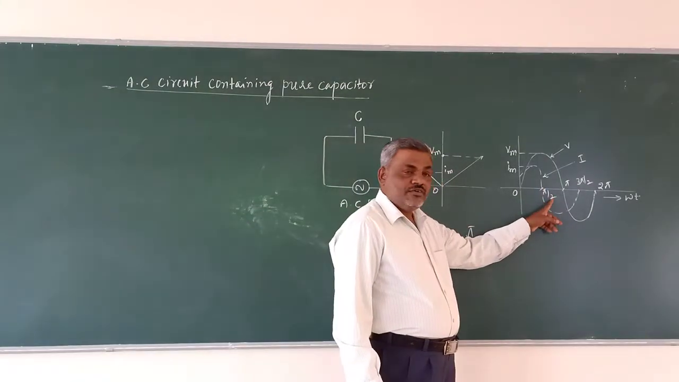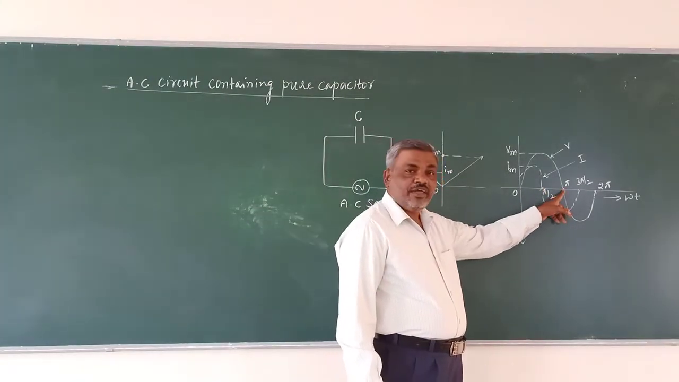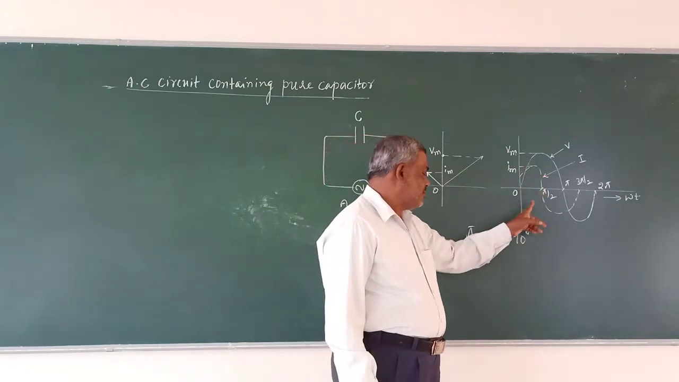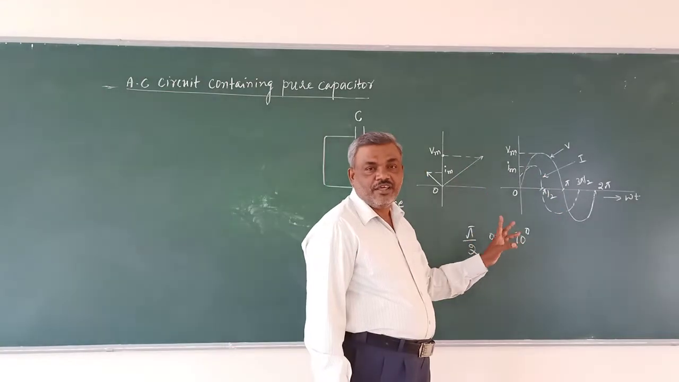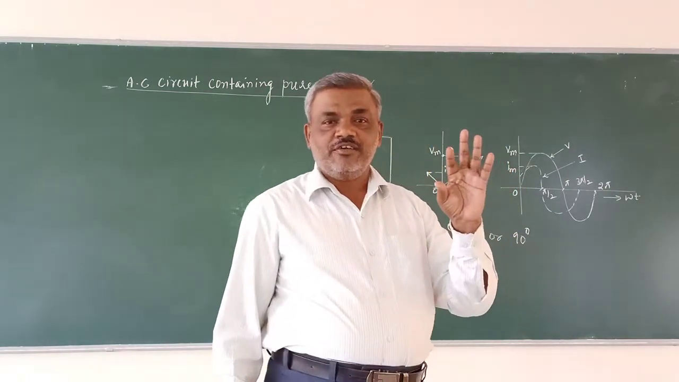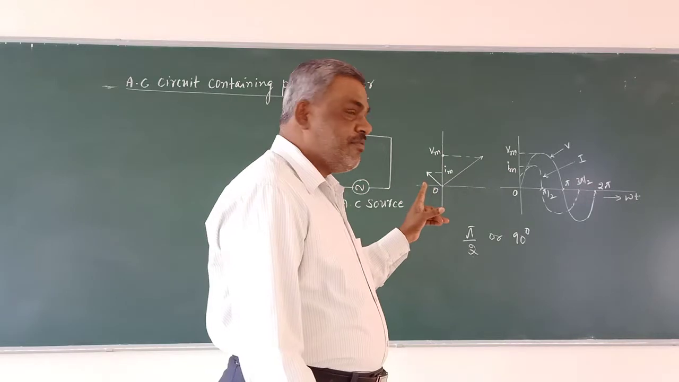So the current is at pi by 2, the voltage at pi. How much difference is there? Pi minus pi by 2 gives pi by 2 or 90 degrees. This is one more question. The phase difference between voltage and current in a pure capacitor is pi by 2.